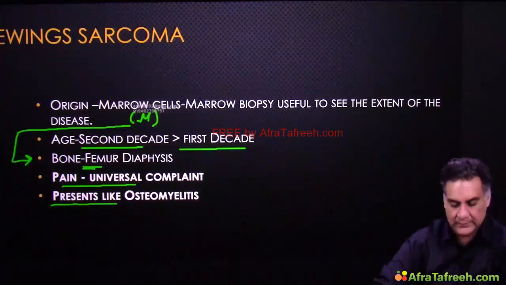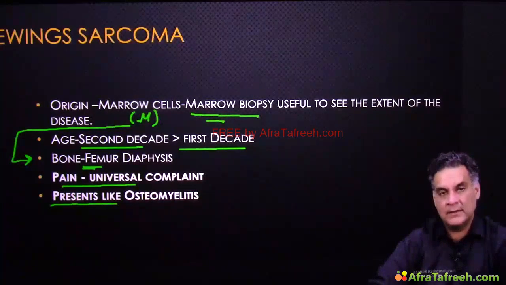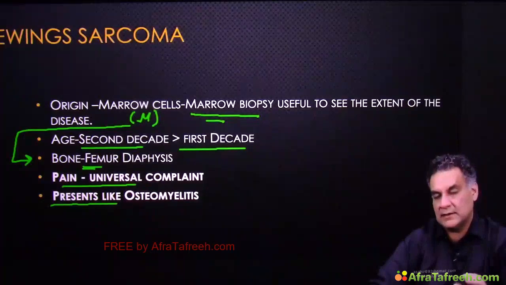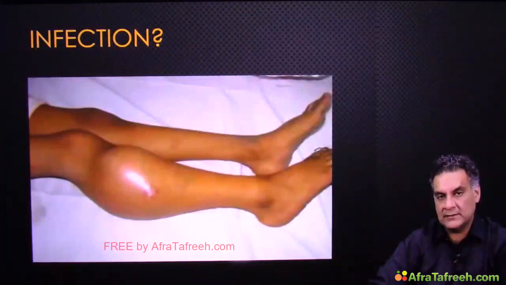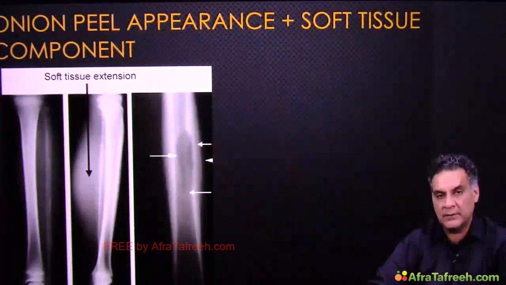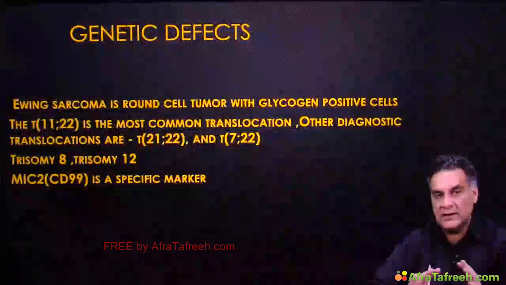Presents like osteomyelitis. Marrow biopsy in these cases can be useful to see the involvement, because Ewing's is the most aggressive tumor known to mankind. You have to treat it very quick, otherwise it can have high mortality. That is why it involves the marrow and spreads. Presents like osteomyelitis. This is an image the child will present with. Tissue diagnostic. Involves the bone and the soft tissue component. Onion peel appearance, as if the cortex is hazy.